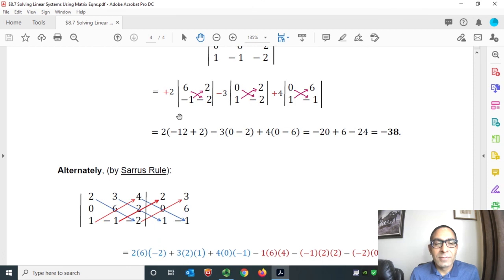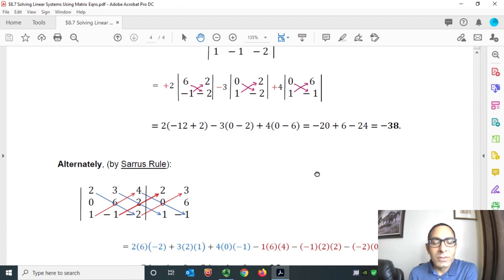So the last line here, so plus 2, then multiply diagonally, 6 times minus 2 is minus 12, and then minus from the formula, minus 1 times 2 is minus 2, so minus minus is plus, so that's a plus 2 there. Similarly, the next expansion, minus 3 as it is, 0 times minus 2 is 0, and minus from the formula, 1 times 2 is 2. Plus 4 as it is, this is again 0 times minus 1 is 0, 1 times 6 is 6, so 0 minus 6. Simplify, it turns out that the answer is negative 38.